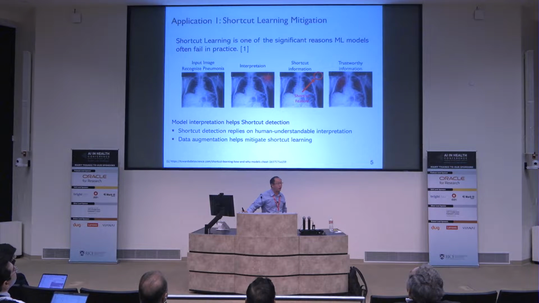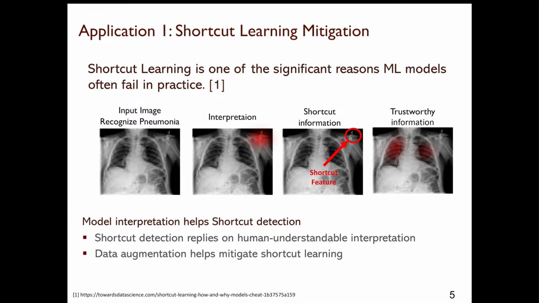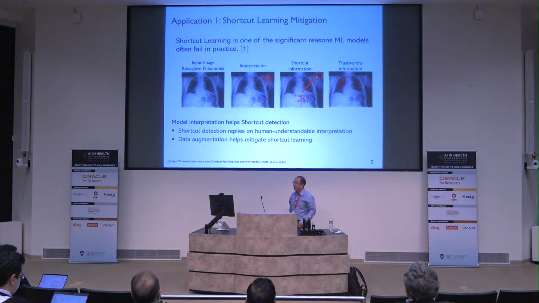In addition to this algorithm, through this talk I'm going to introduce two additional applications related to healthcare. The first one is how we can develop interpretable machine learning algorithms to tackle shortcut learning, to mitigate the problems of shortcut learning. Here we show an example of pneumonia recognition based on medical imaging data. Okay, the first one is a raw image. Based on this image, our goal is to recognize whether we have pneumonia or not.